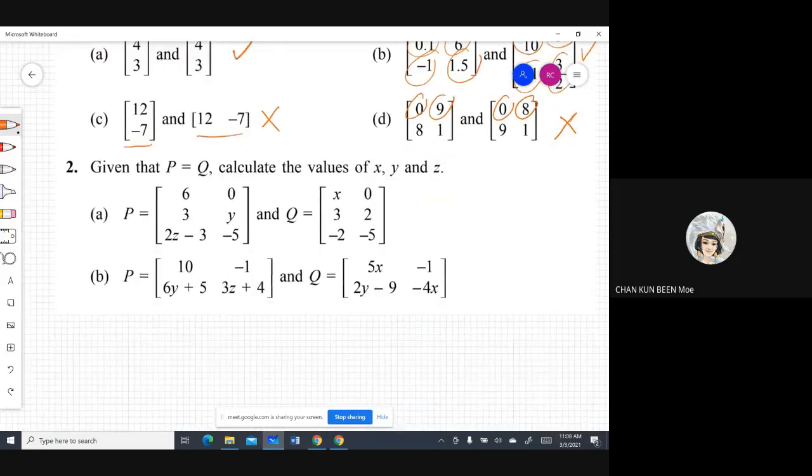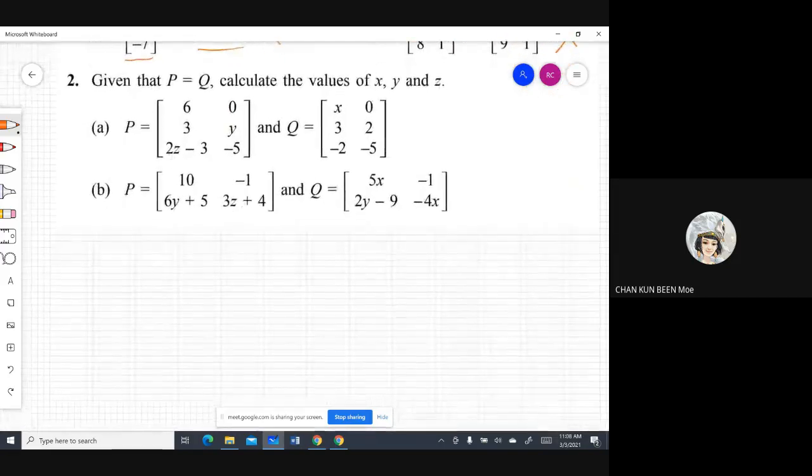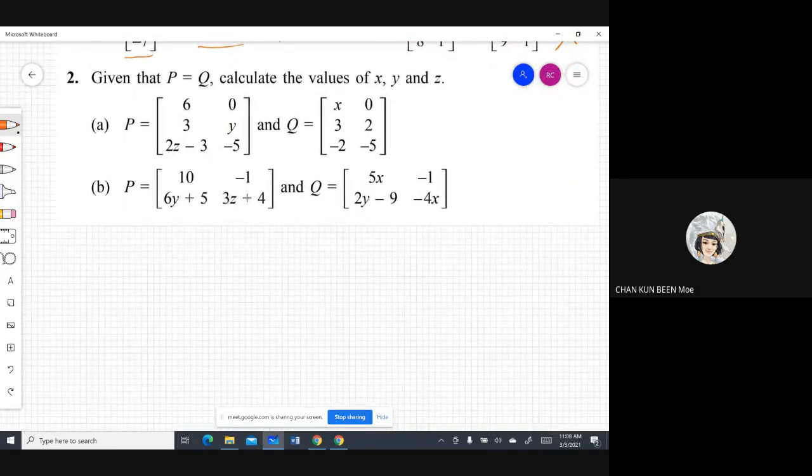Okay, then we continue with question number 2. Given that P is equal to Q, calculate the value of X, Y, and Z. So you can see your X is here, your Y is here, your Z is here. Because they are equal, right? Equal matrices, so you just have to make sure you make it correspond to the same number. So X is equal to 6. Y refer to the same column, same row, so Y is equal to 2.